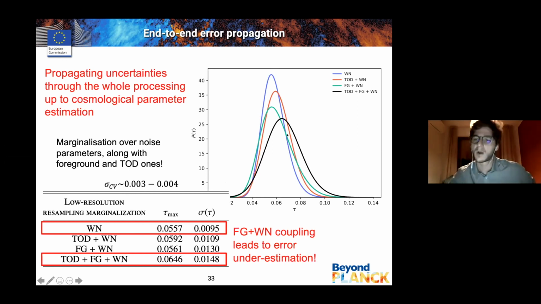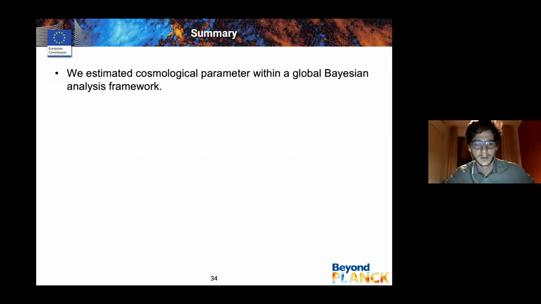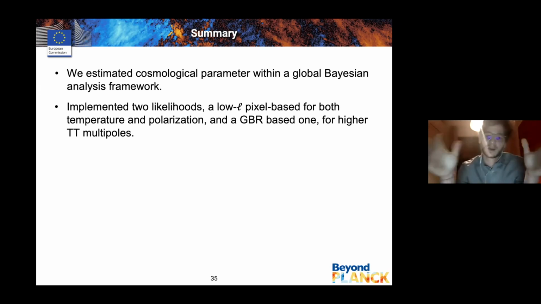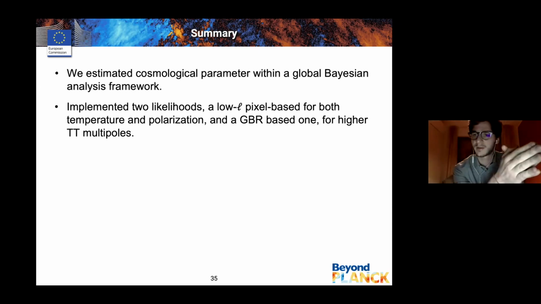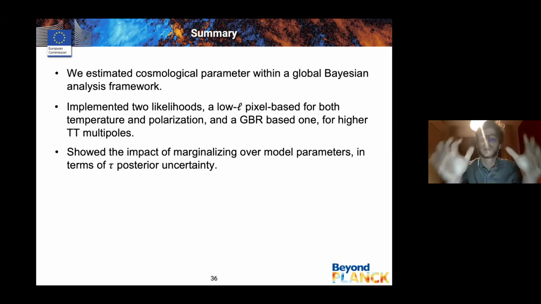So the power of the Bayesian approach relies on the natural and correct propagation of all the uncertainties from the very beginning of the pipeline up to the very end of the pipeline, so the cosmological parameter estimation. Just summarizing what we discussed here, we estimated cosmological parameters within a global Bayesian analysis framework. We implemented two likelihoods, a low-L pixel-based one for both temperature and polarization, and a Gaussianized Blackwell-Rao based one for higher TT multipoles, and showed the impact of marginalizing over model parameters in terms of the tau posterior distribution.